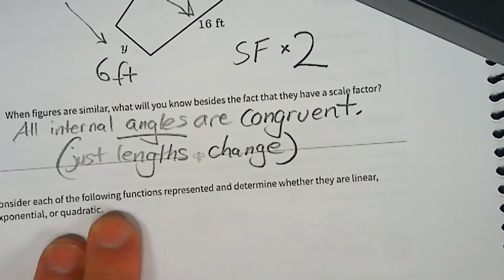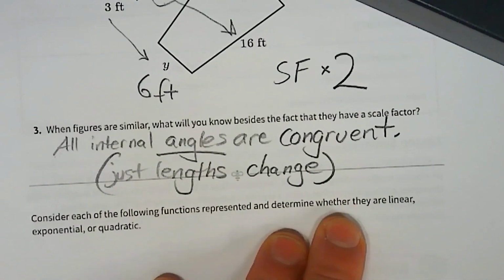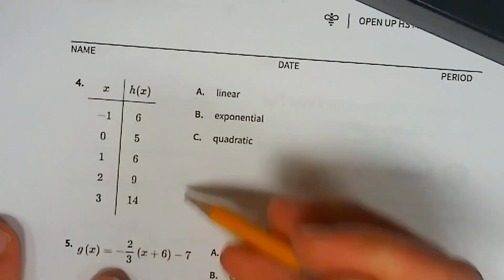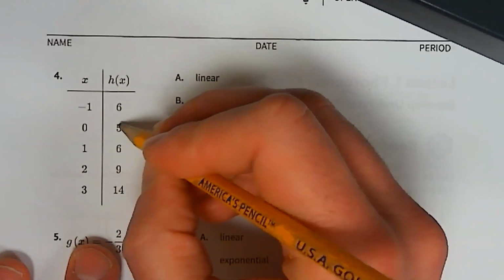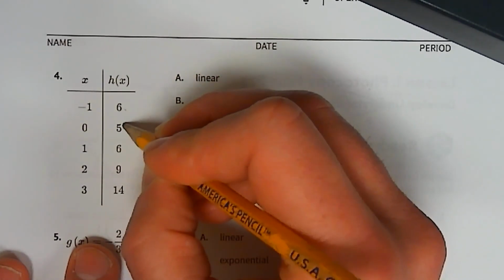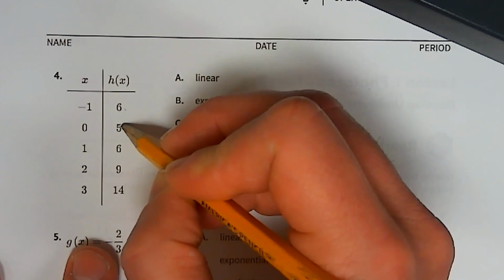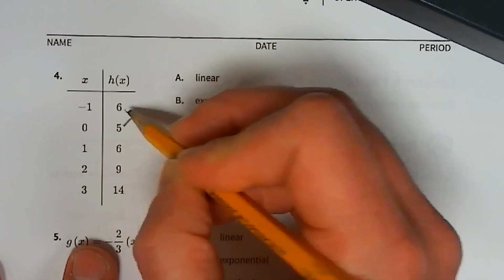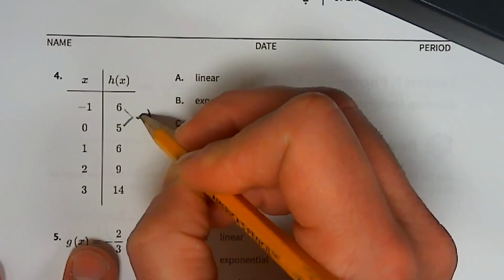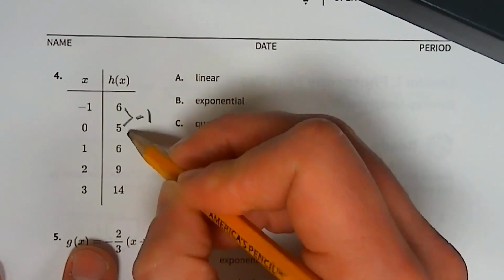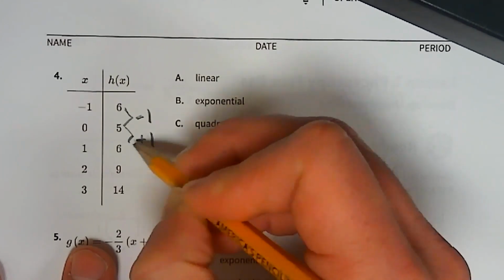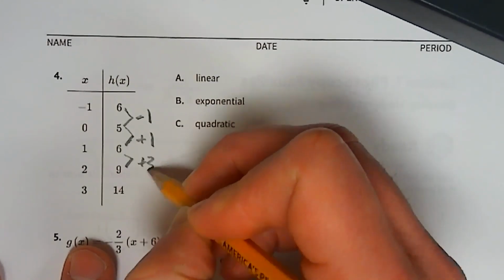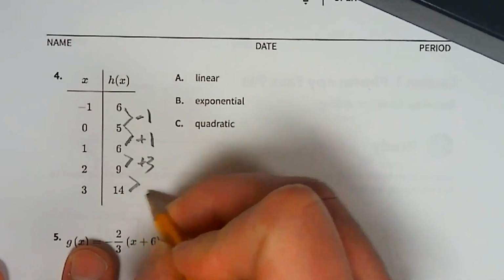Okay, I skipped the instructions for this. Consider each of the following functions represent and determine whether they are linear, exponential, or quadratic. The way we determine this is looking at the differences. So remember, this is 5. How is 5 different from 6? 5 is down 1. You have to subtract 1 to get rid of 5. But then you add 1 to get back up to 6, and then add 3, and then add 5.